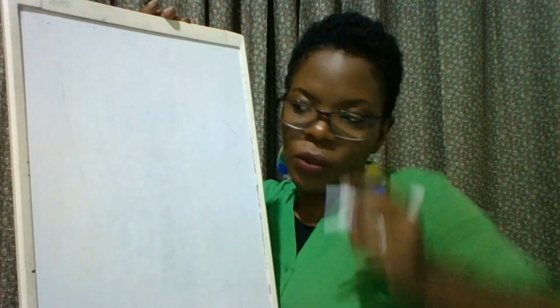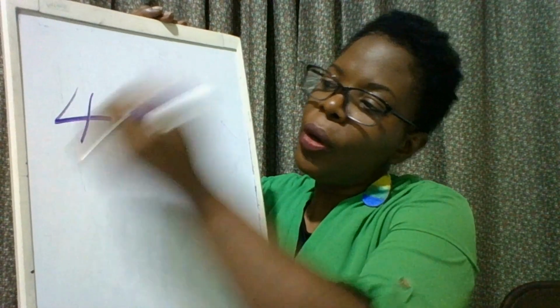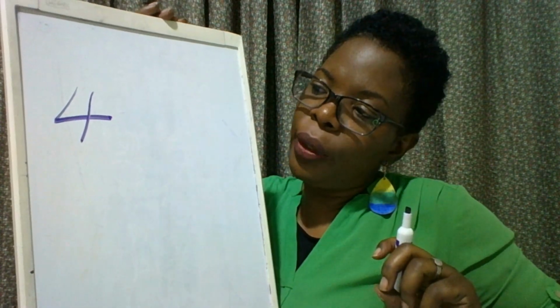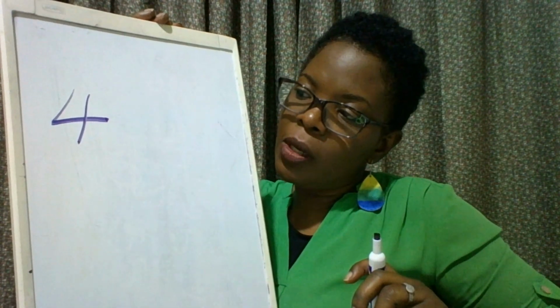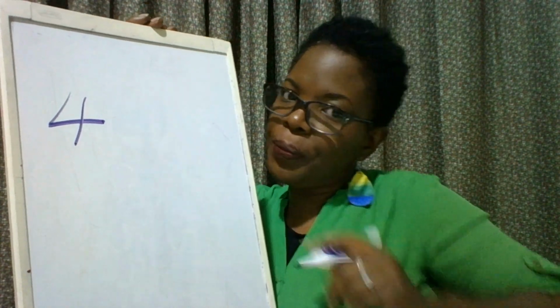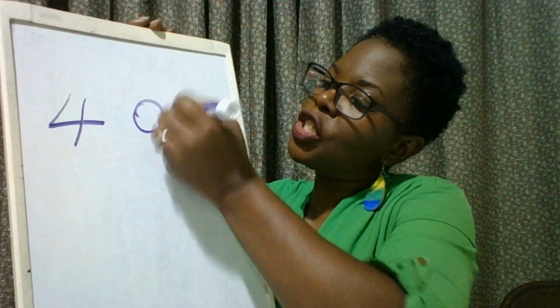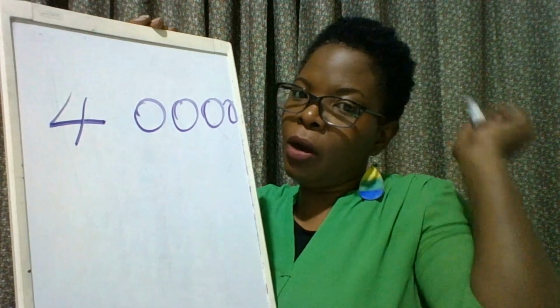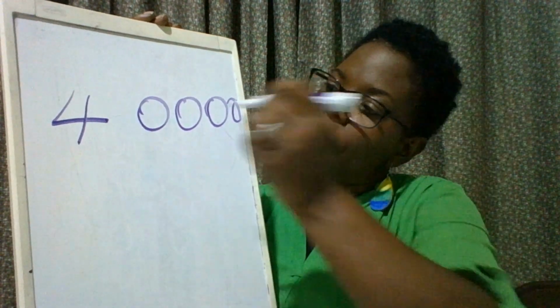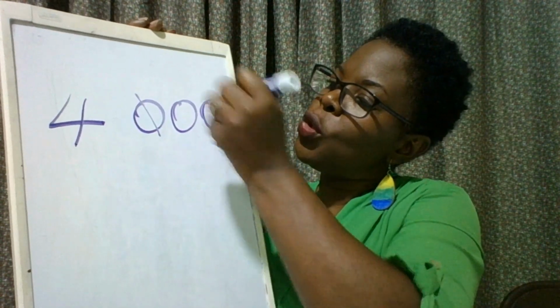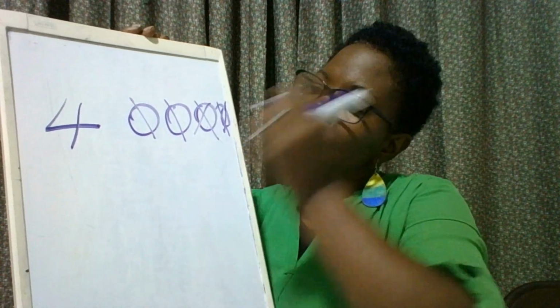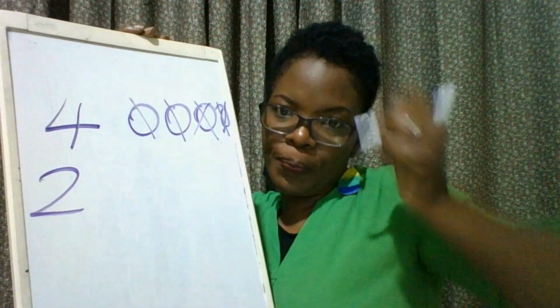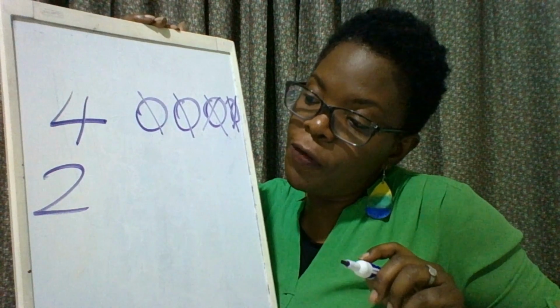All right, so if we have 4, we want to find a quarter of 4. So we're going to first find out how much is a half of 4. So remember what we're doing using this sharing method? So here are our 4 things. How much is a half of 4? 1 for me, 1 for you, 1 for me, 1 for you. So a half of 4 is 2, right? Half of 4 is 2.